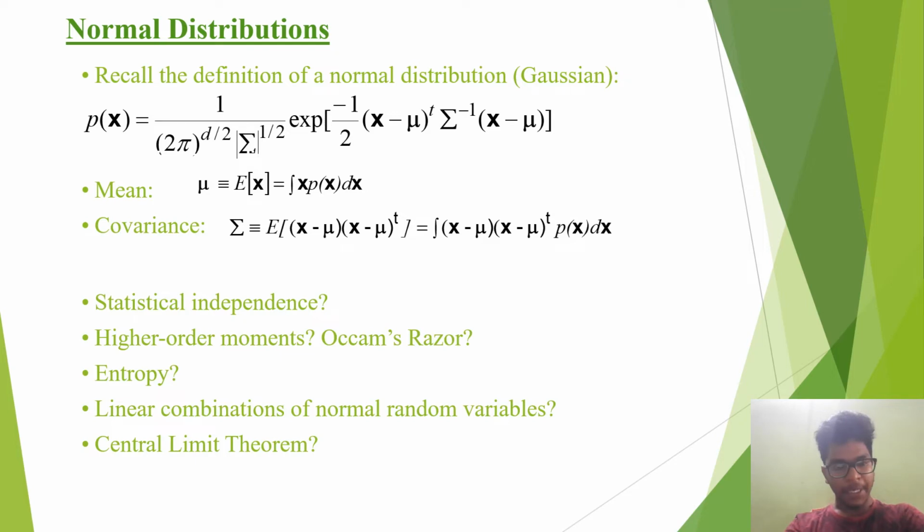Mean: mu equals E[x], which is the integral of x p(x) dx. Covariance: Sigma equals E[(x minus mu)(x minus mu)^T], which is the integral of (x minus mu)(x minus mu)^T p(x) dx.